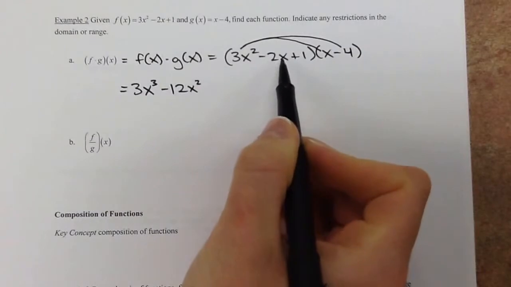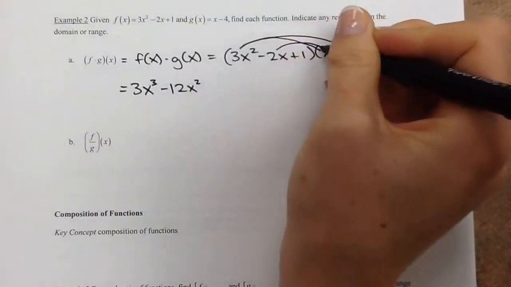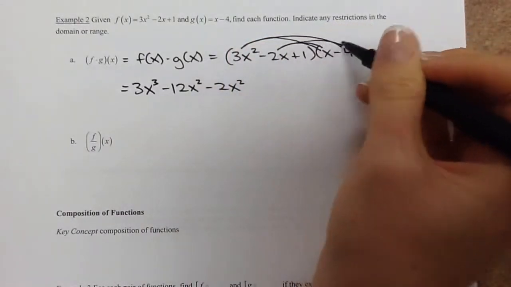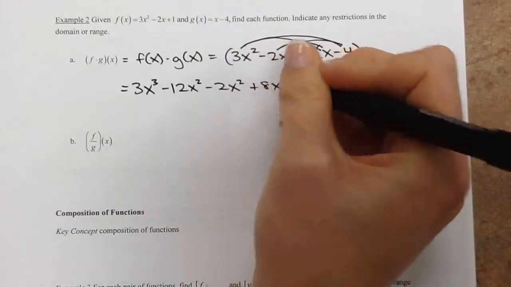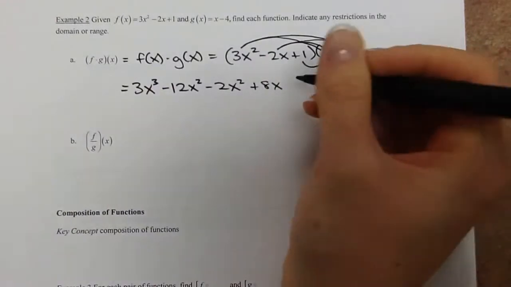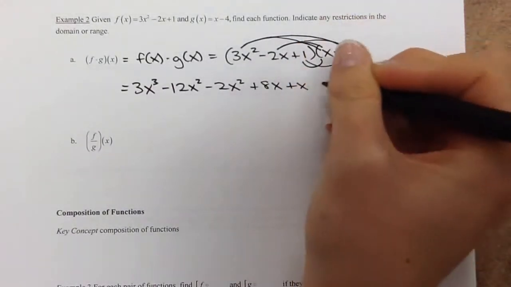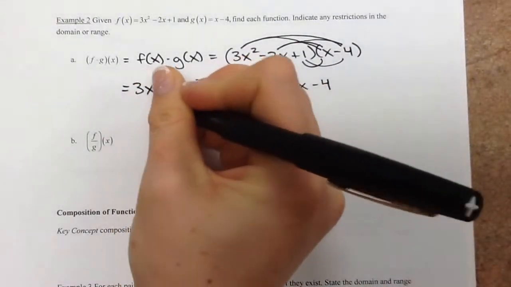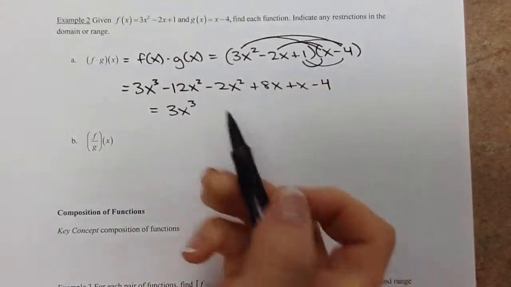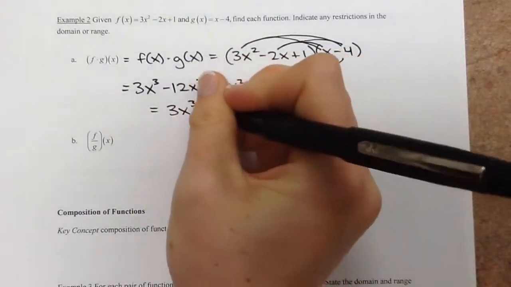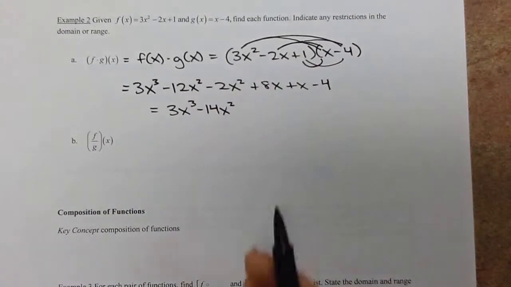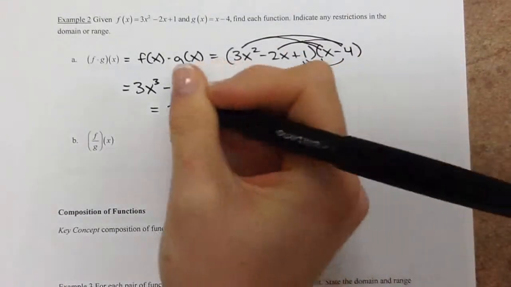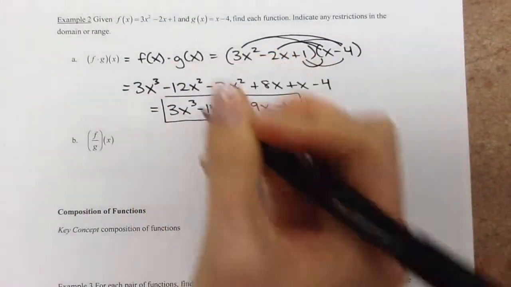Then I move to my next term here. I move to the negative 2x. Negative 2x times x gives me negative 2x squared. Negative 2x times negative 4 gives me positive 8x. Then finally I move to the 1. 1 times x is just x, and 1 times negative 4 would be negative 4. So for my final answer, I'm going to combine up my like terms. So I just have the 1x cubed. I combine these two for my x squared, so that would be a negative 14x squared. Combine these two, I get 9x, and then that minus 4 is my only constant. So that is your new polynomial.